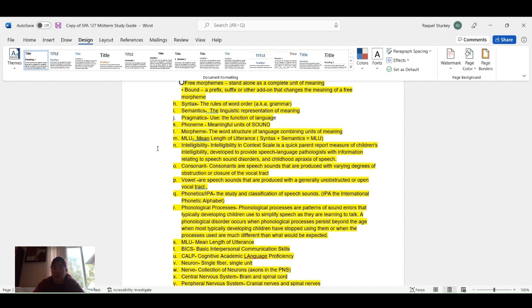Mean length of utterance and how is it calculated? MLU: getting the total number of words. Syntax plus semantics equals MLU. Regional or social differences in language and pronunciation: dialect.